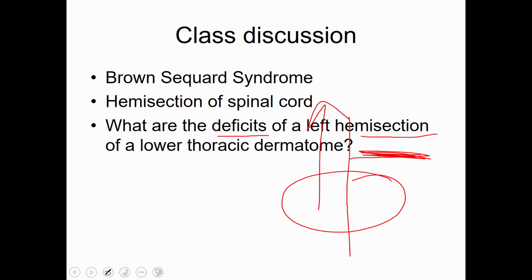So if this is the point of view of our patient, this is their left side. You say, oh, but it's on the right. No, no, no, no. It's their perspective, so it's the patient's left. And a lower thoracic dermatome, the right side is intact. What would be their deficits?